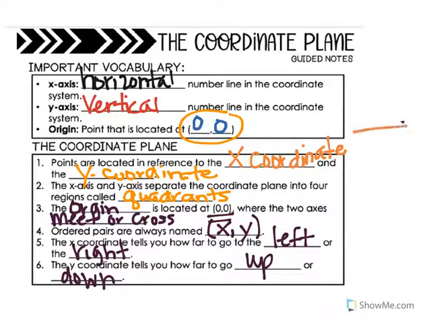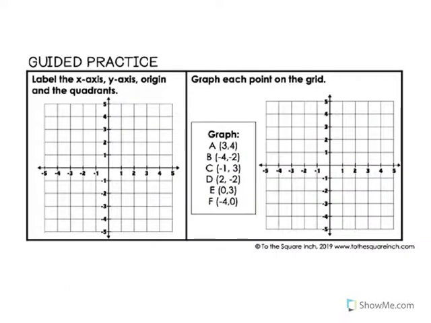When we're looking at our coordinate plane, the numbers on the right are positive numbers. The numbers to the left are negative. And then the numbers going up are positive, and the numbers going down are negative. So let's look at some examples and plot some points on our coordinate grid.